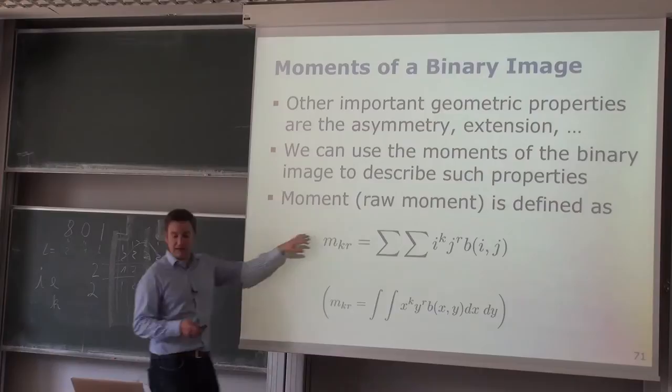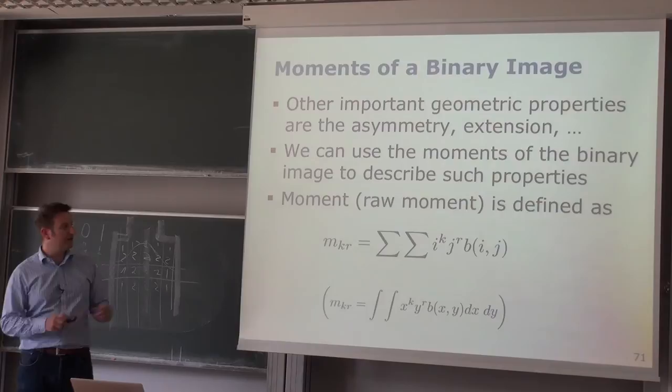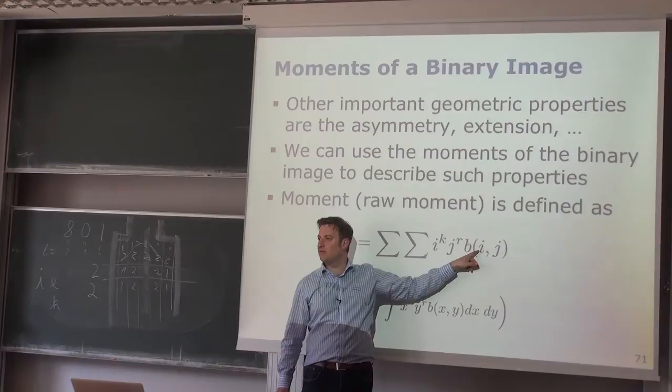So we can first look into the moment M00. What is M00 actually giving me? M00 means i to the power of 0 is 1, j to the power of 0 is 1, and the Bij actually remains. So what do I end up computing?